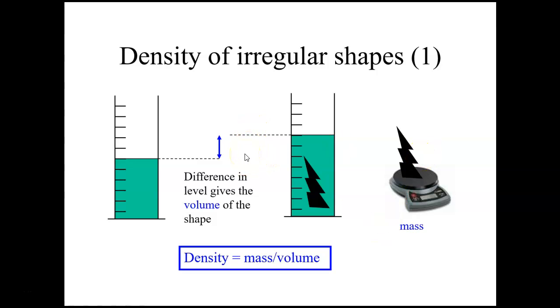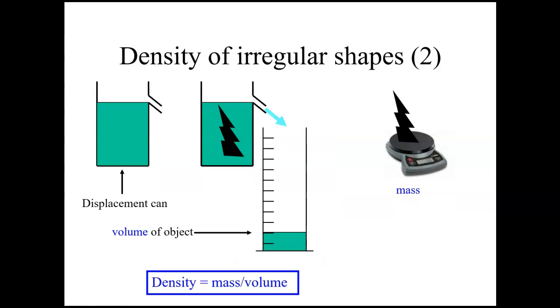There's another way you can do that. It's very similar, and again, this is something you might have done before. We have a special can. It's sometimes called a density can, a displacement can, or an Archimedes can, because he was the Greek scientist that discovered this. Basically, it has a little spout at the side. So you fill it with water, right up to the spout.